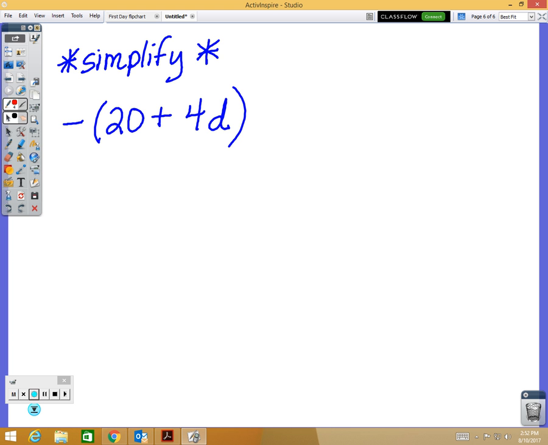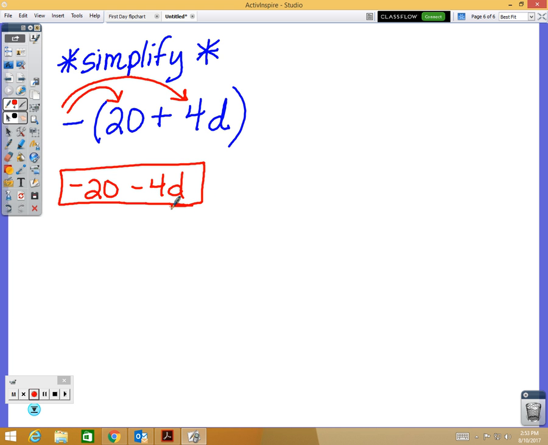When you're distributing a negative sign, you can, if it's easier for you, think about it as being a negative 1. But you're really doing negative 1 times 20 and negative 1 times positive 4D. Okay? So what is negative 1 times 20? Negative 20. And negative 1 times positive 4D would be negative 4D. It's really simple. You're right. Seems too simple. There's no trick to it.